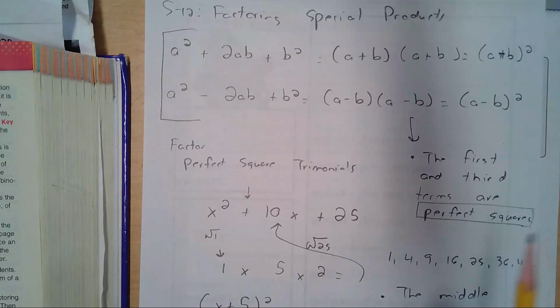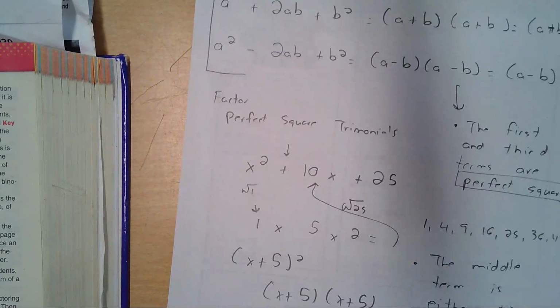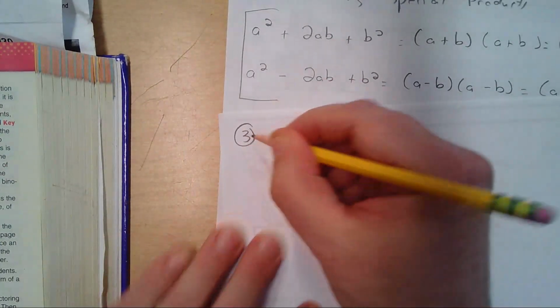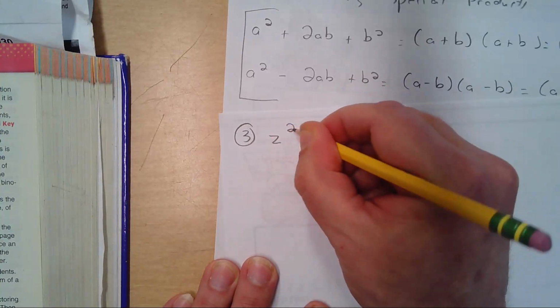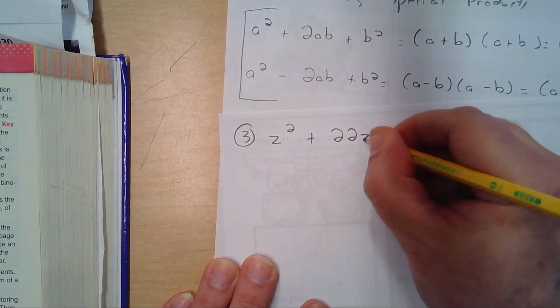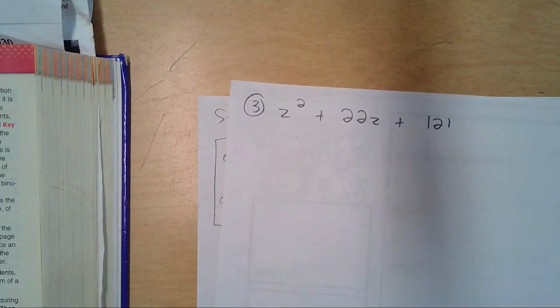Let's look at number 3. Let's see how that one works for you. z squared plus 22z plus 121. And we're going to walk through and use our method here.